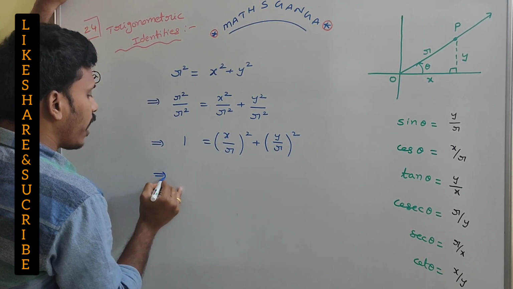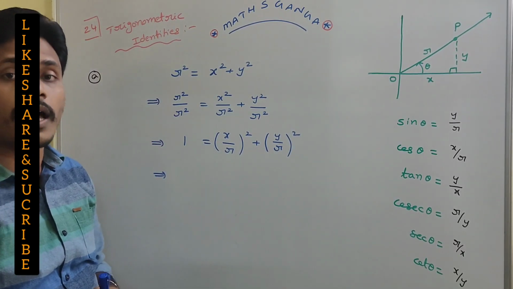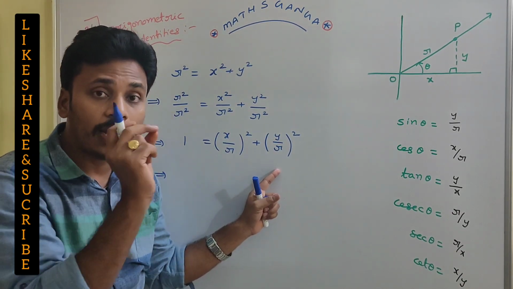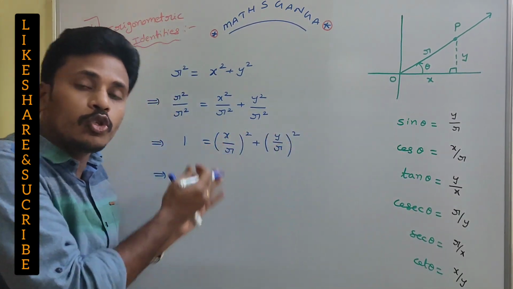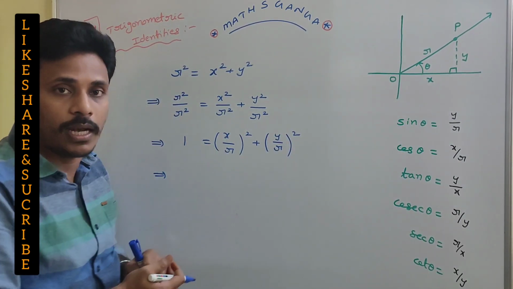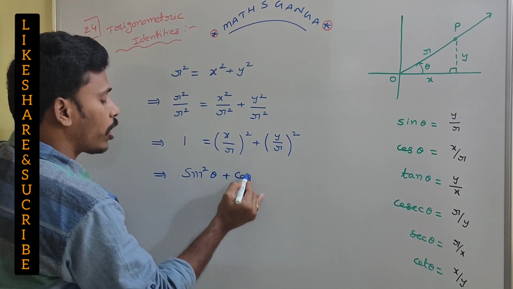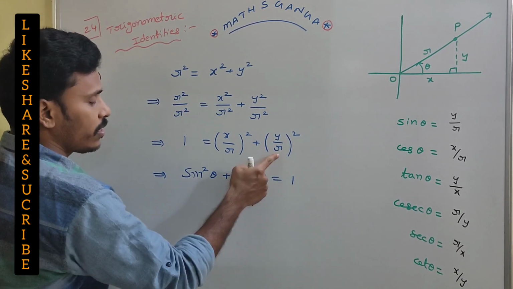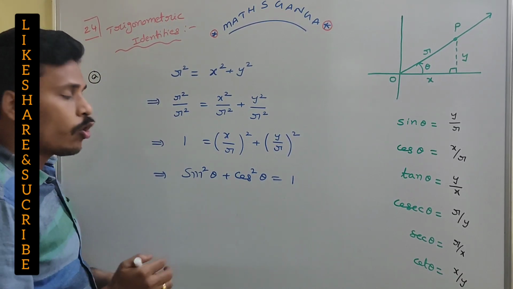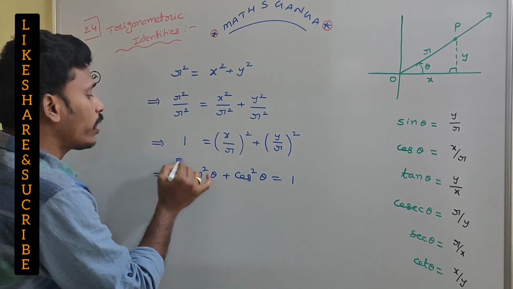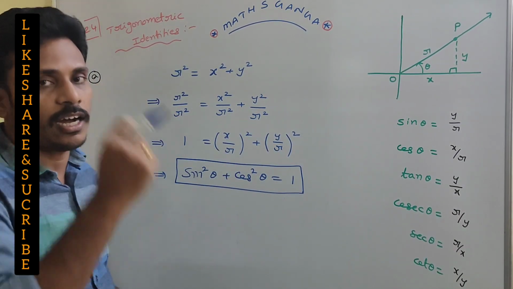Now the left side is 1, and coming to the right side, x by r whole square plus y by r whole square. What is y by r? y by r is sin theta and x by r is cos theta. You just use sin and cos in the place of y by r and x by r. Then it becomes sin square theta plus cos square theta is equal to 1. This is sin theta, it's a square. This is cos theta, it's a square, is equal to 1. So at the end, I have sin square theta plus cos square theta is equal to 1 for any angle theta.